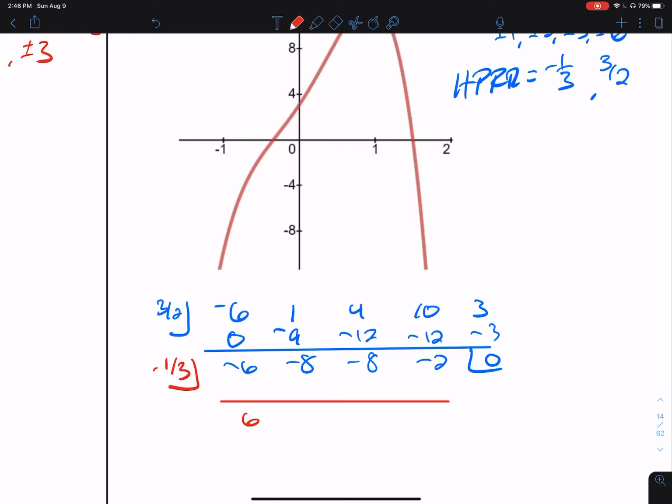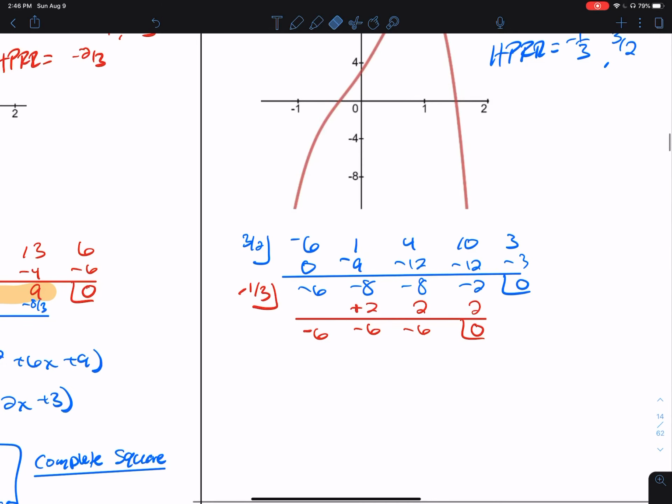-1/3 of -6 is 2. -8 plus 2 is -6. -1/3 times -6 is 2. So that worked as well. Sorry, I made another mistake earlier; this should say -6.